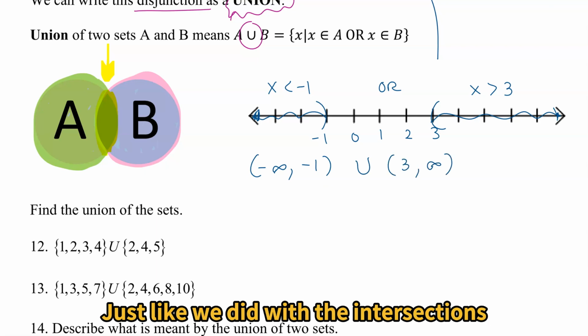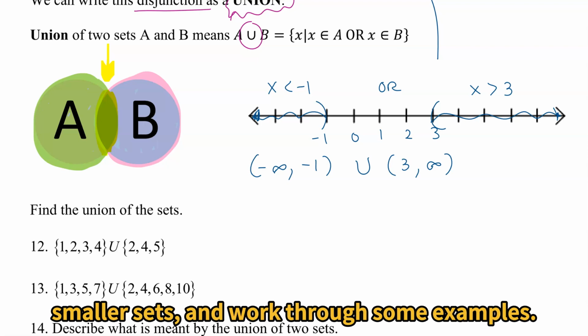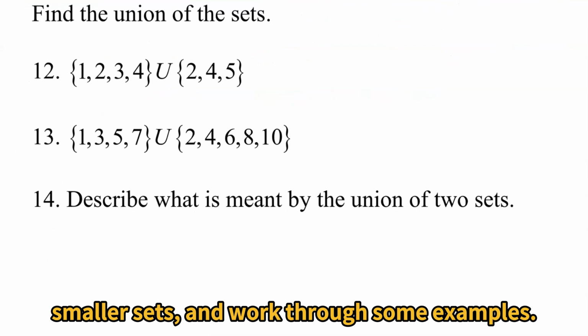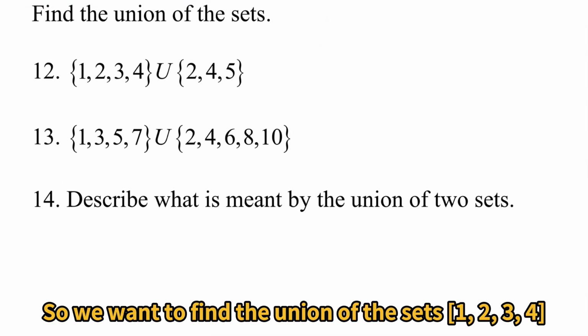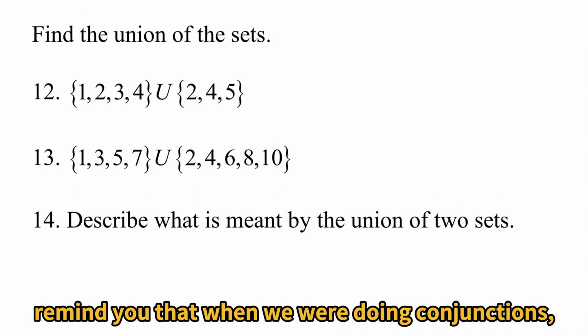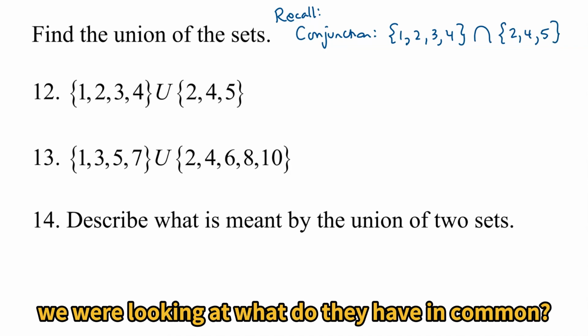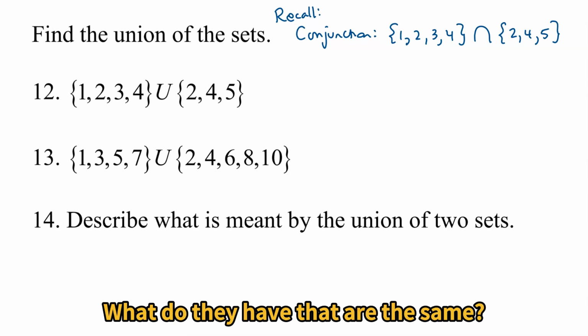Just like we did with the intersections, the conjunctions, let's take a look at some simple, smaller sets and work through some examples. So we want to find the union of the sets {1, 2, 3, 4} and {2, 4, 5}. Now, I do want to remind you that when we were doing conjunctions, when we had {1, 2, 3, 4} intersected with {2, 4, 5}, we were looking at what do they have in common? What do they have that are the same?